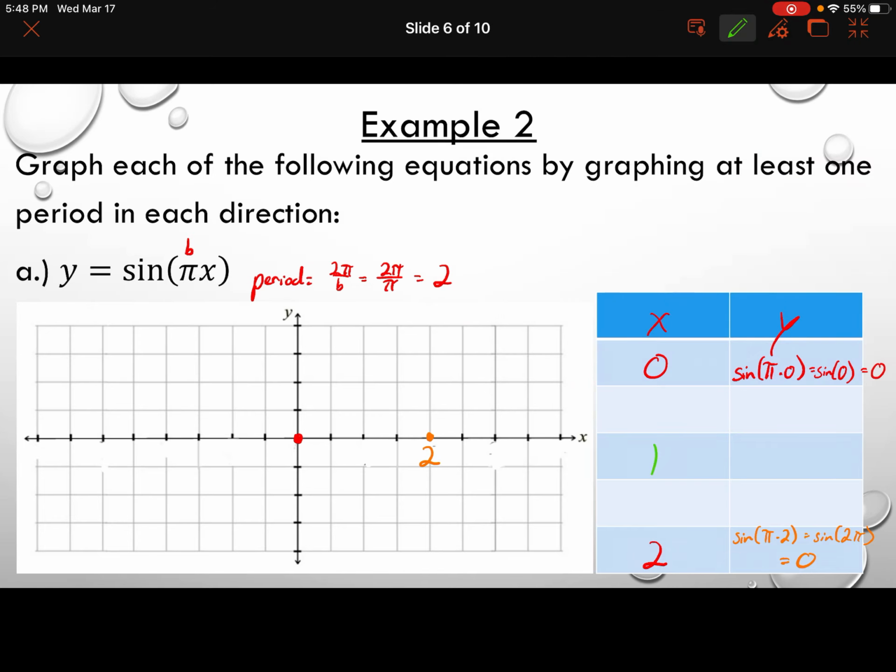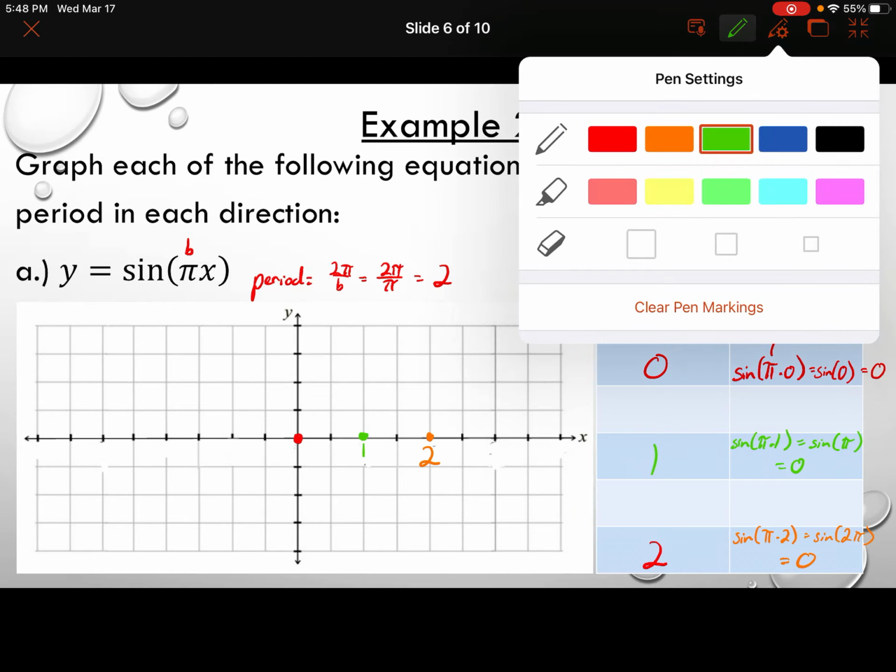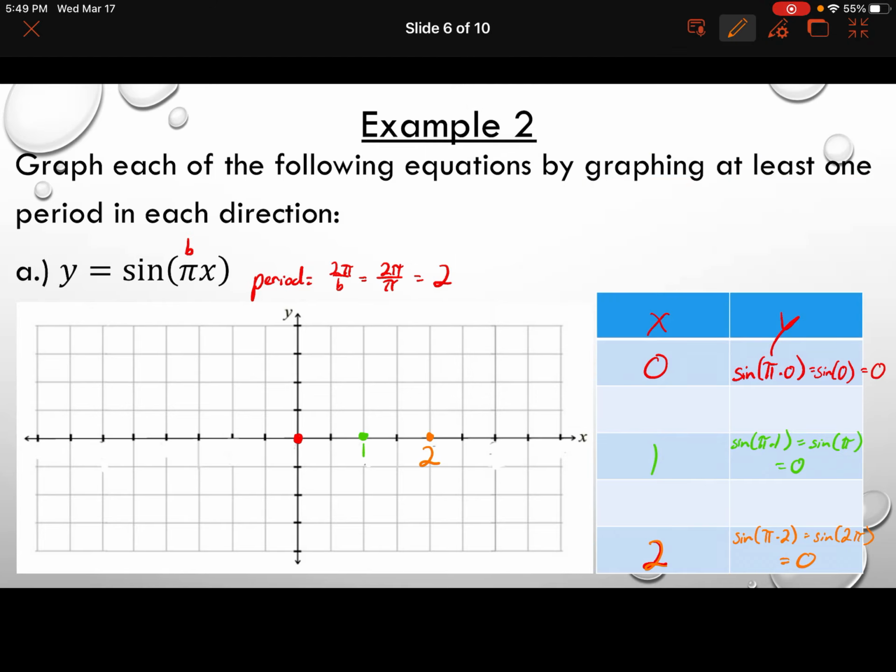So let's plug in 1 into our sine function. So sine of pi times 1, so that's just sine of pi. We've got to look it up on our unit circle. Pi is the left edge of the unit circle, so negative 1 comma 0. So the y value is still 0 though. So it looks like we have another point at 1 comma 0.